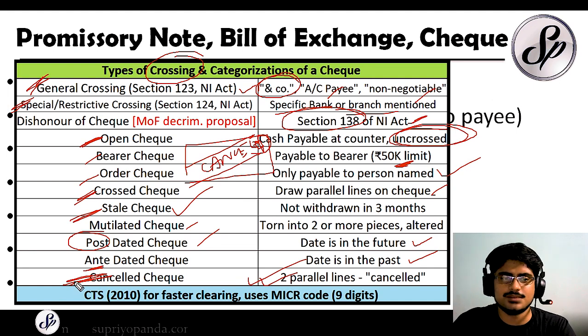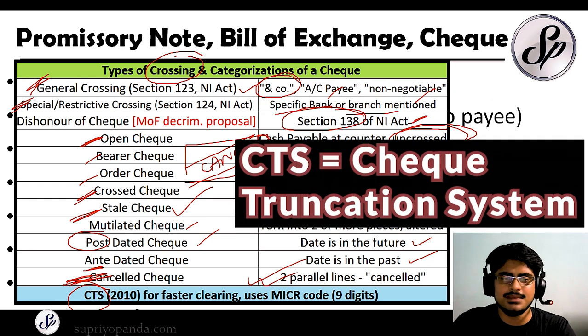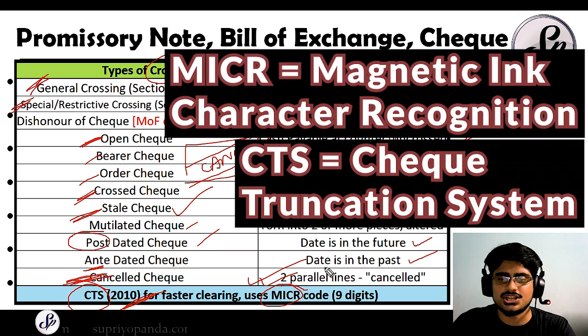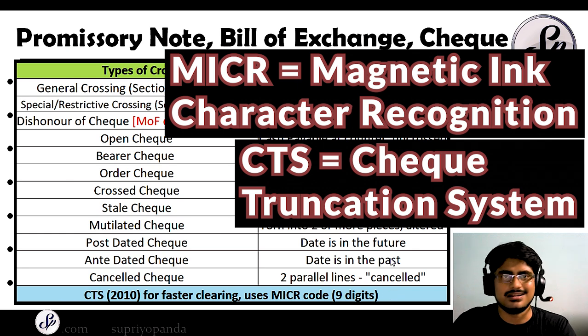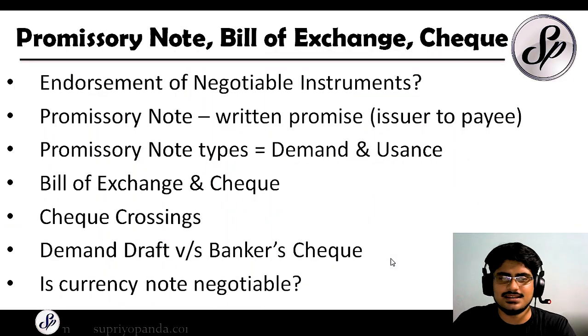And then you have something called the check truncation system. It was actually started in 2010. So details are not that important for our exams. Just remember that it will allow for faster clearing and it uses the MICR code, or the magnetic ink character recognition code, which is a code of 9 digits. We are going to take a look at the different kinds of codes in a later video. Just remember that CTS checks are now used because they are very fast in clearing. So that's all about the various categorizations.